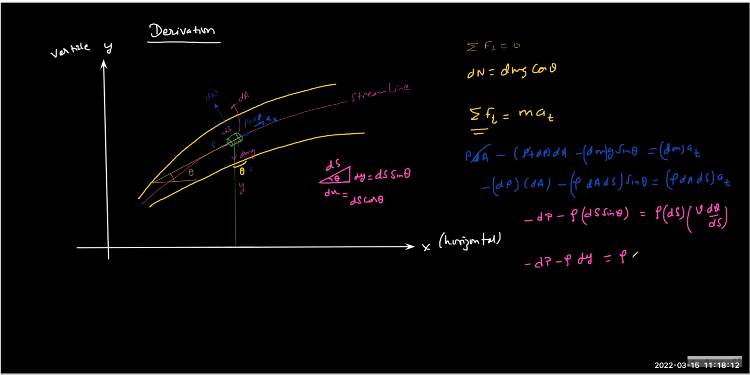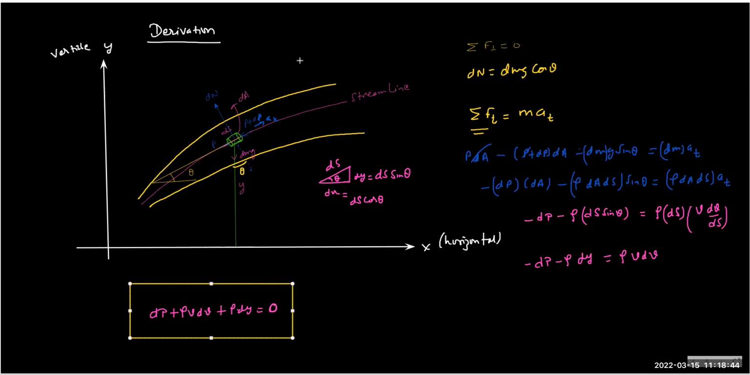So this is equal to rho v dv. Understood? So dp plus rho v dv plus rho g dy equals 0. So this is called Euler's equation.